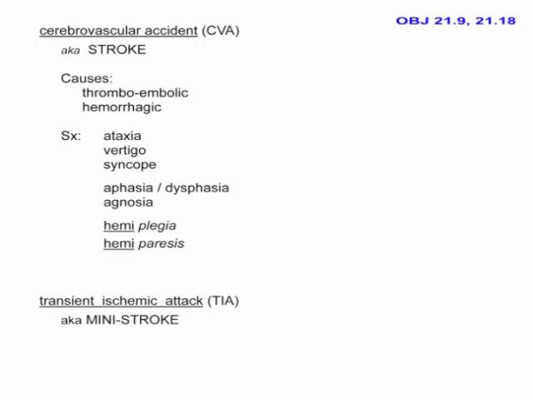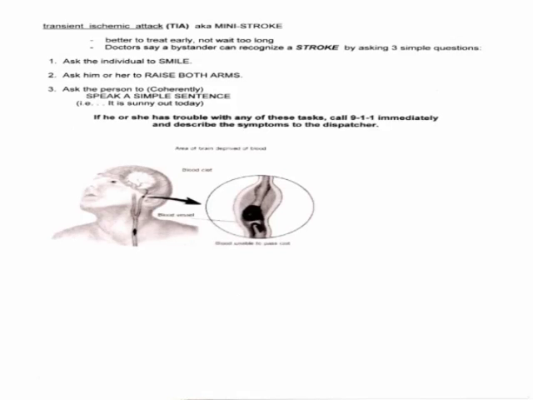We can also see a transient ischemic attack, or TIA, or aka a mini stroke. A TIA is slightly different from a CVA because a TIA can actually resolve on its own. It's better to treat early and not wait too long though. Doctors say a bystander can recognize a stroke by asking 3 simple questions, and we will actually go over those 3 questions in just a moment.